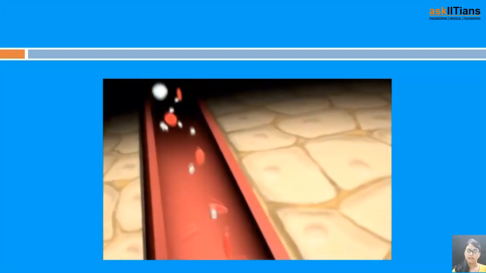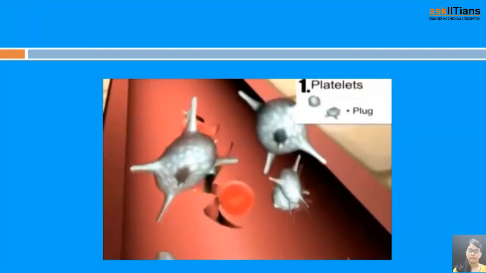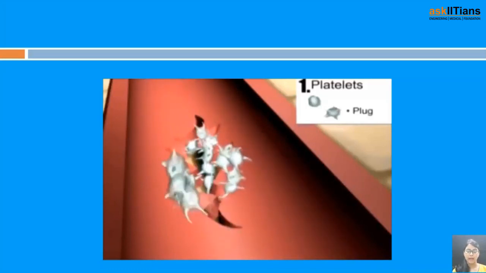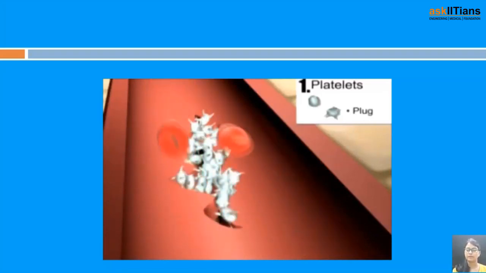So let's talk about the 4 steps involved in forming a blood clot. So platelets will be there. When you rupture your capillary, platelets will become active and they become sticky. They start sticking to each other and to the sides of the blood vessel wall. For a small hole, these platelets stick together enough to form a temporary plug, but it is not strong enough to stop the blood flow for long.